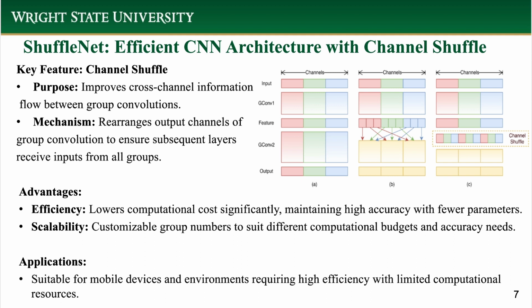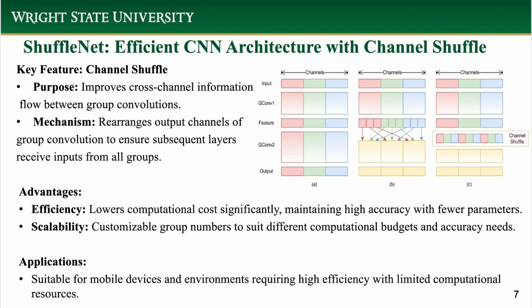By rearranging the output channels of group convolutions, ShuffleNet ensures that subsequent layers receive a mix of inputs from all previous groups. This not only enhances feature representation but also fosters robustness in learning. Advantages of ShuffleNet. Efficiency. ShuffleNet dramatically reduces computational costs, which makes it ideal for scenarios where processing power is at a premium. Despite fewer parameters, it maintains commendable accuracy.